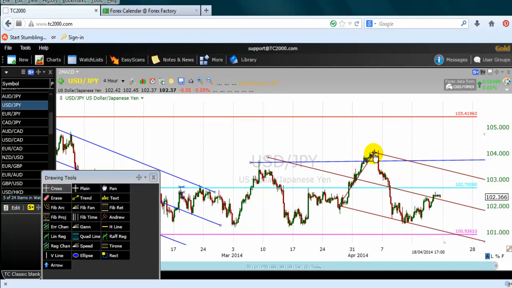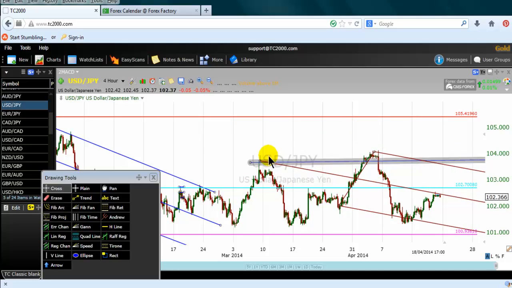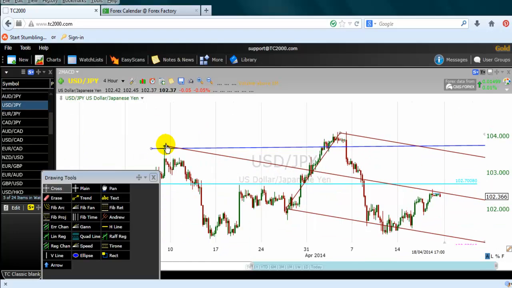To use the Pitchfork tool, we need 3 points. The first point that I'm using is this point. You see this candle here? The top of this one, that's the first point. This is the second point here, and this is the third point here. So with 1, 2, 3, I have my Pitchfork tool.